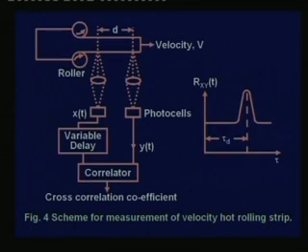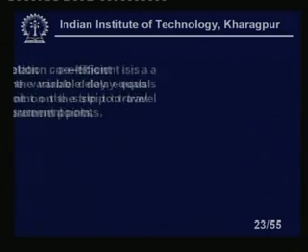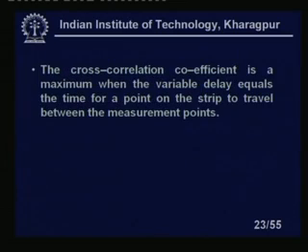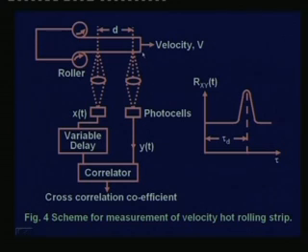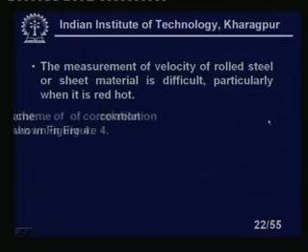The cross correlation coefficient is a maximum when the variable delay equals the time for a point on the strip to travel between the measurement points. There are two measurement points. You see, this is the measurement point. When this variable delay equals the time to travel from the same point to this one, I will get the peak output of the cross correlation coefficient.